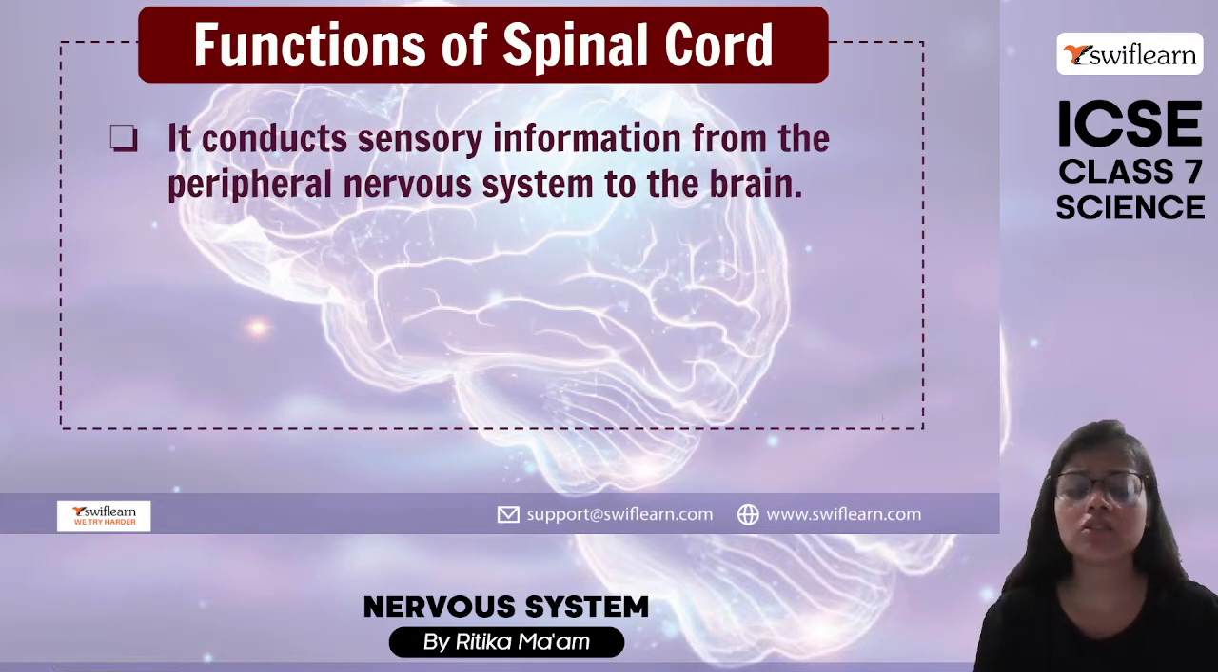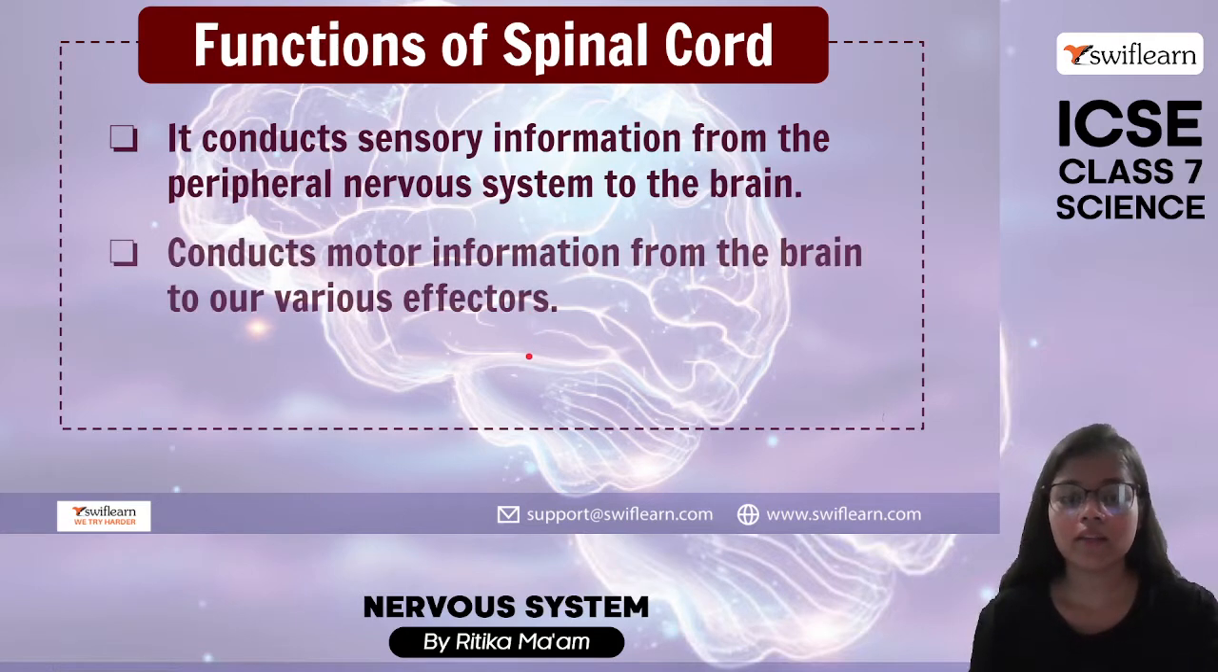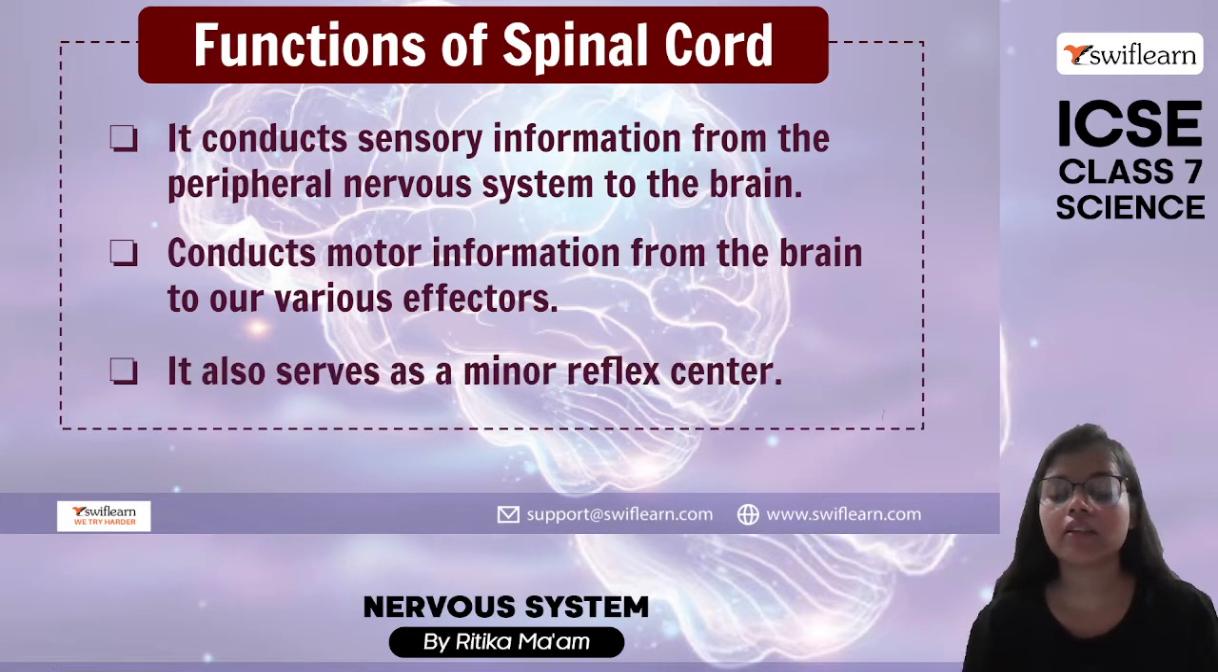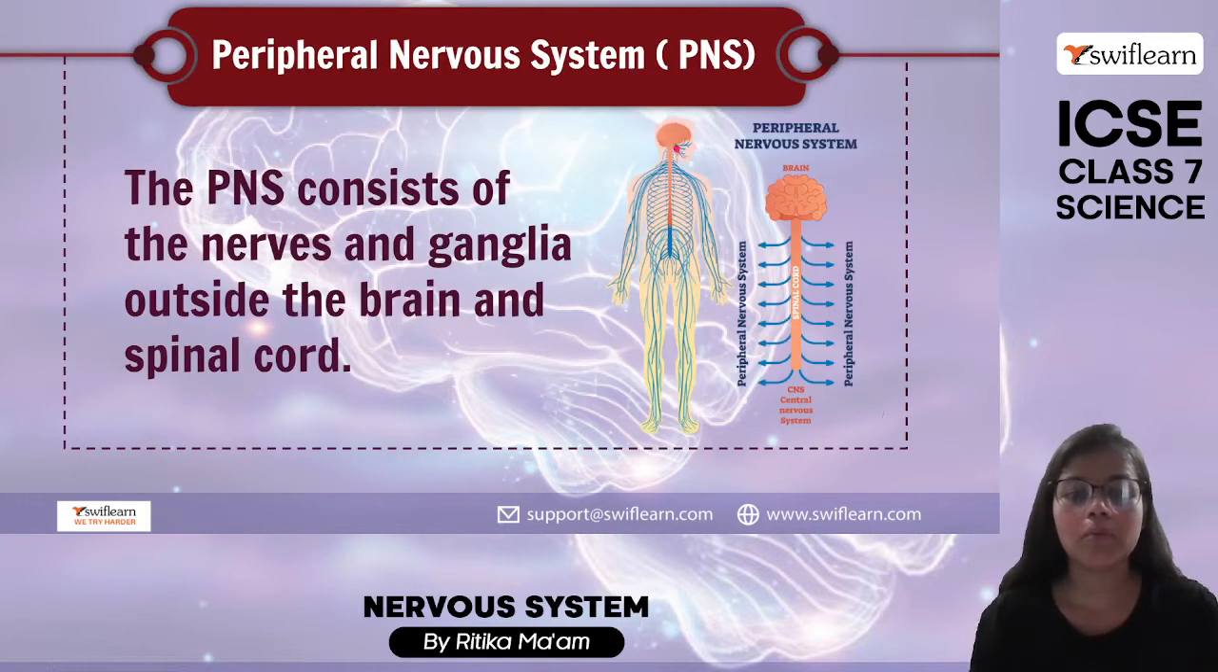So what are the functions of spinal cord? It conducts the sensory information from peripheral nervous system to the brain. It conducts motor information from brain to various effectors, and it serves as a minor reflex center. So it is a kind of signal transmitter. Okay, it conducts the information from brain to body, from body to brain.